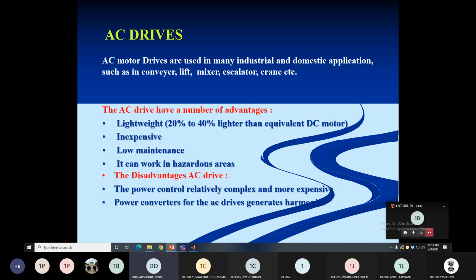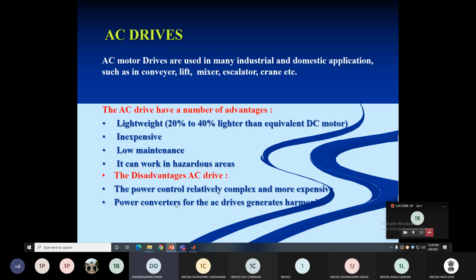Second disadvantage is that the power converter for the AC drive generates harmonics. So here, as we know, in the AC drive we use the inverter, AC voltage controller and cycloconverter. This type of power converter will generate a large amount of harmonics as compared to the DC drive. So that is the second disadvantage of using the AC drive.